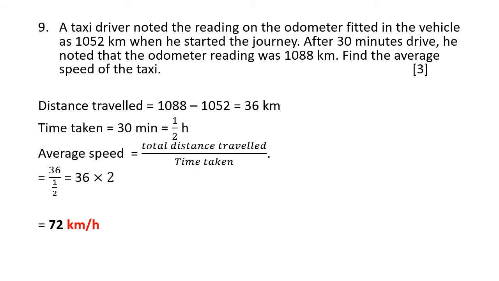The next question we have is of this taxi driver. It's a very simple question. You know the odometer is giving you the distance. So at the starting of the journey, the reading was 1052. At the end of the journey, the reading was 1088. So distance traveled is 1088 minus 1052, that is 36 kilometer.